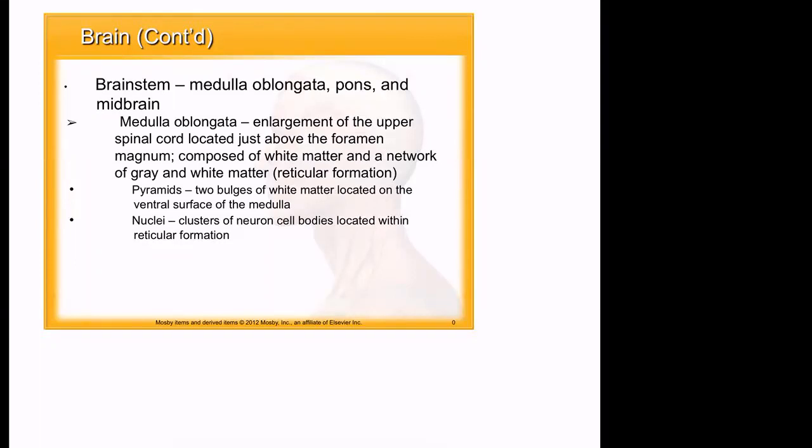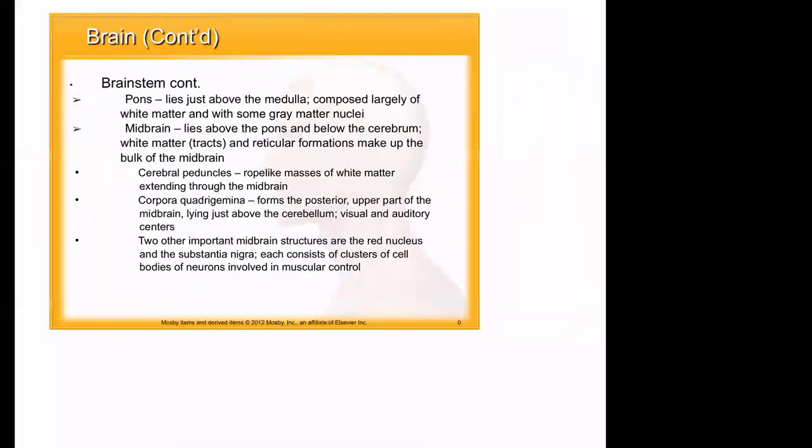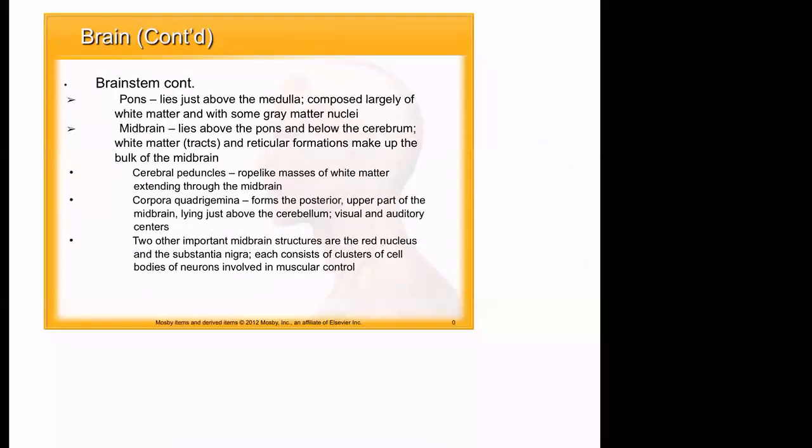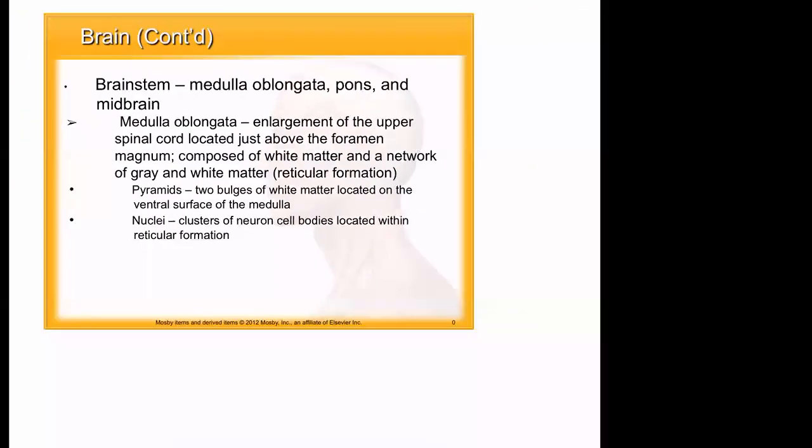Okay, so what do each of these parts do? We'll start very quickly with the medulla oblongata. The medulla oblongata is really important in maintaining homeostasis. It's taking in information and making decisions based on that information. So it's a lot like a thermostat in your room.